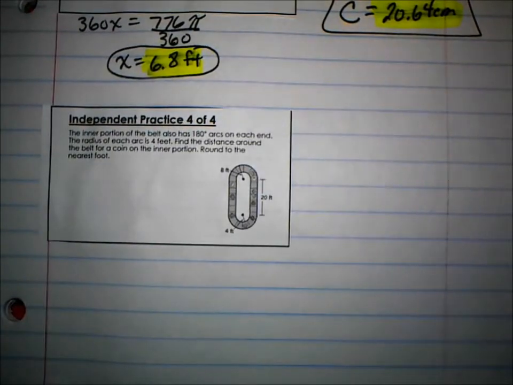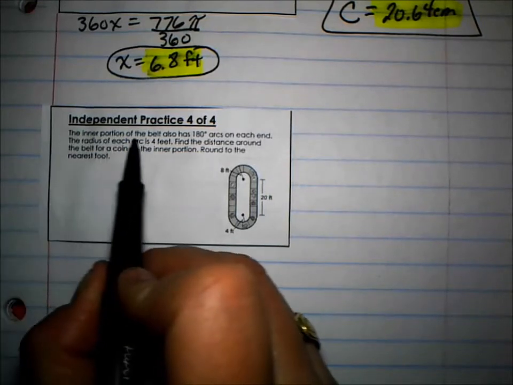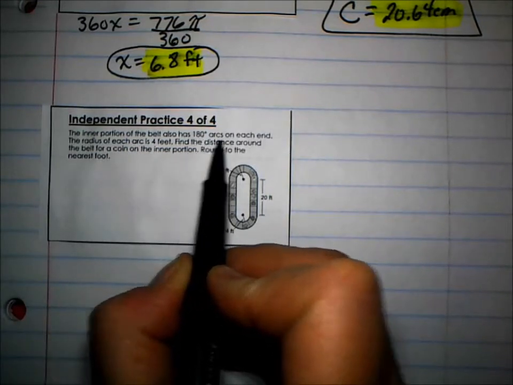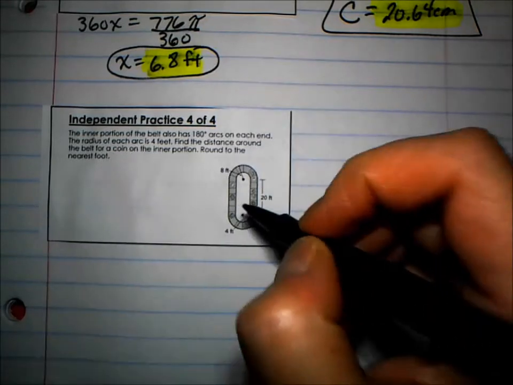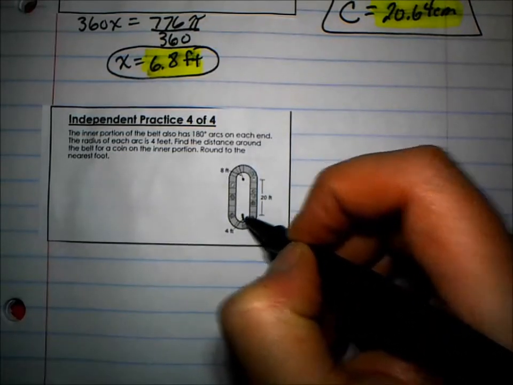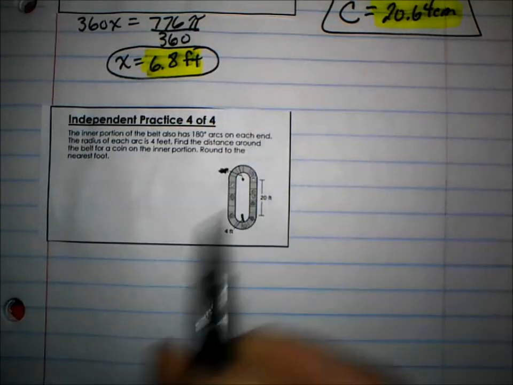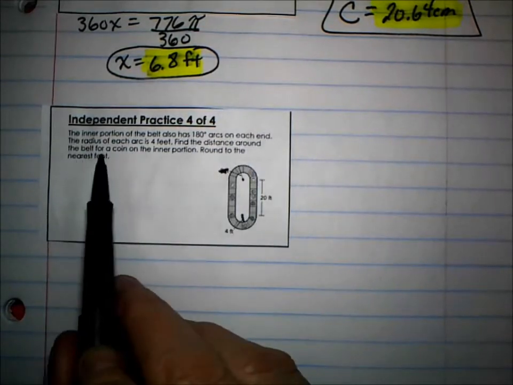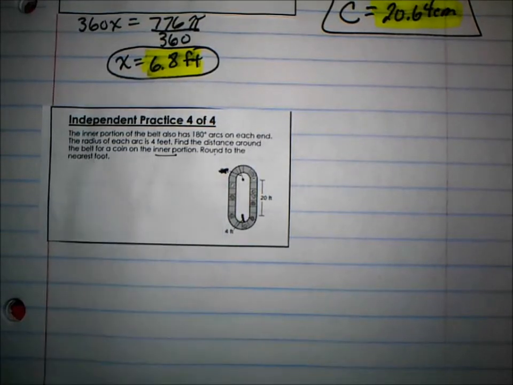And now the last independent practice. Here we have that conveyor belt again. It says the inner portion of the belt also has a 180-degree arc at each end. The radius at each arc is now 4 feet. That's where I'm using this bottom one now. That the radius I'm looking at is 4 feet, so I'm not using the 8 feet on this problem. Find the distance around the belt for a coin on the inner portion, round to the nearest foot.